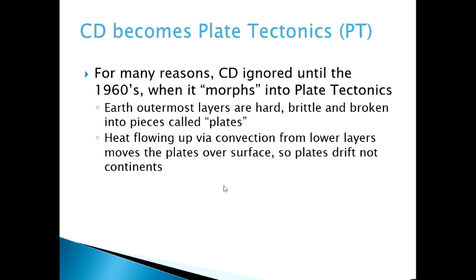The basic principle is that the outermost layers of the Earth are hard and brittle. They are broken into pieces that we call plates, and below those outermost layers we have hot flowing material from mantle convection that's constantly moving this. So it's not necessarily the continents that are moving like Wegener thought. It is instead just chunks of continents and ocean basin areas moving around the globe.